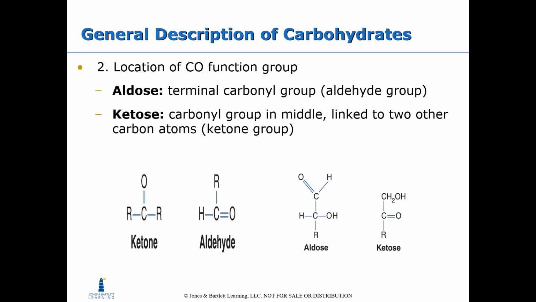They can also be classified based on the location of the CO functional group. An aldose has a terminal carbonyl group, or an aldehyde group. In a ketose, the carbonyl group is in the middle, and it's linked to 2 other carbon atoms, a ketone group. So here you can see what a ketone looks like, with the R's being 2 other groups attached, and this is an example of a ketose. An aldehyde you can see with the terminal carbonyl group, and here you can see the aldose.